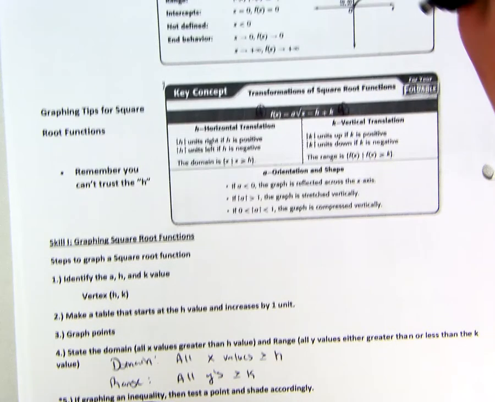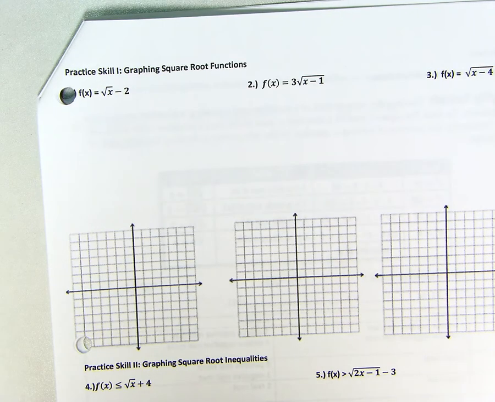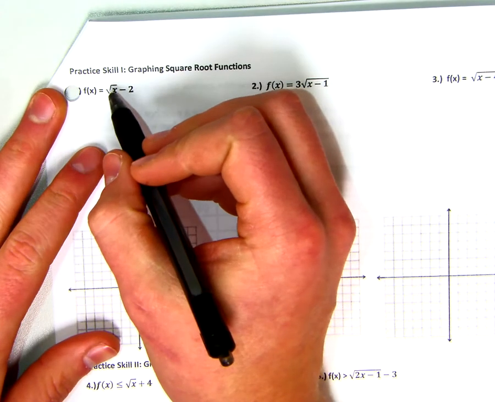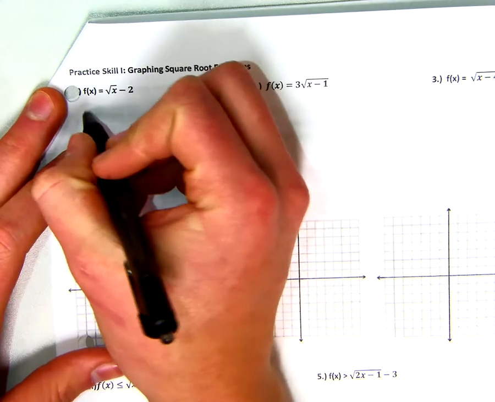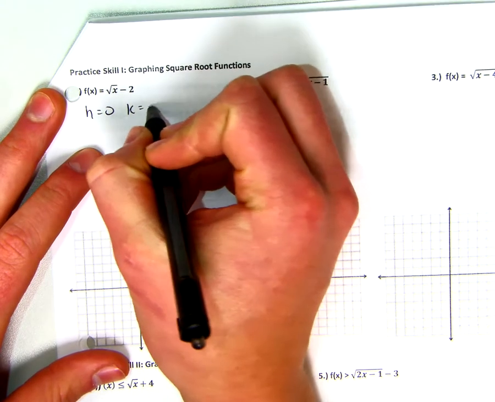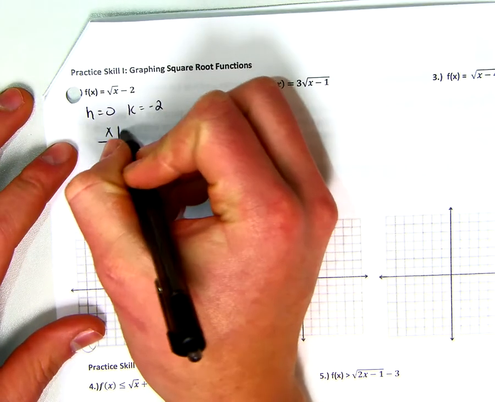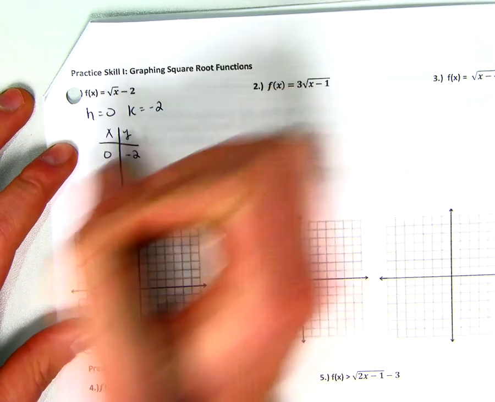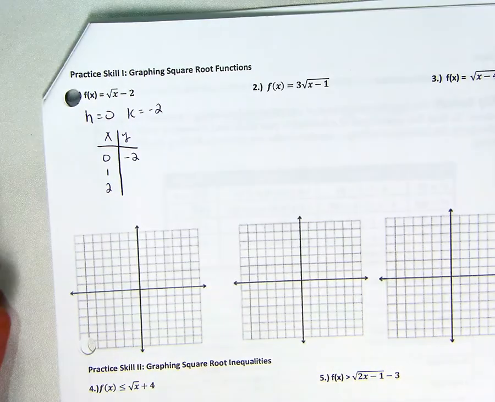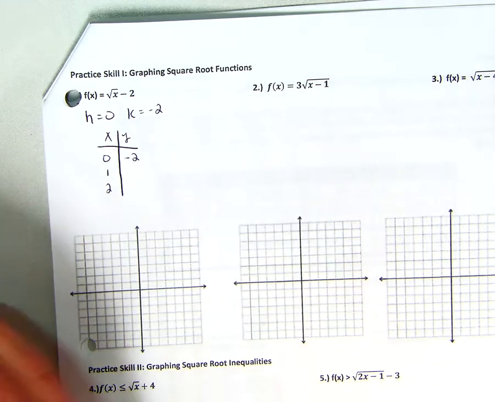So flip the page. We have our first part, f of x equals the square root of x minus 2. Notice there's nothing else underneath the square root sign, it's just x. So we know our h is 0 and our k is negative 2. So when we make our xy chart, we start at 0, negative 2, and we're going 1 unit up. I just did 1 and 2. You can go all the way down to 3, 4. Really, you just need 3 points.